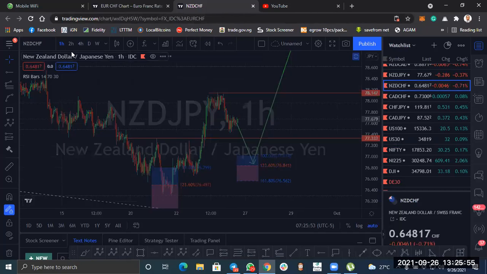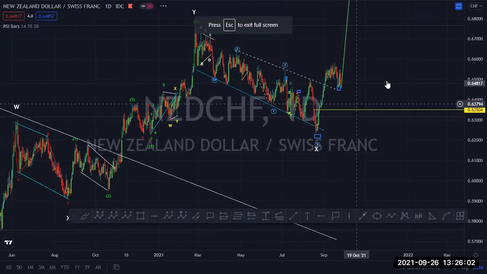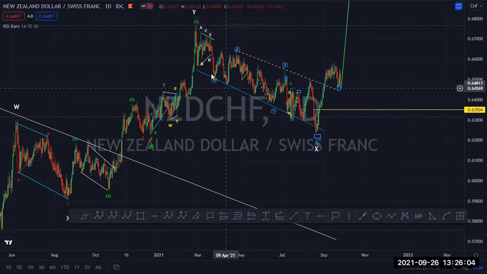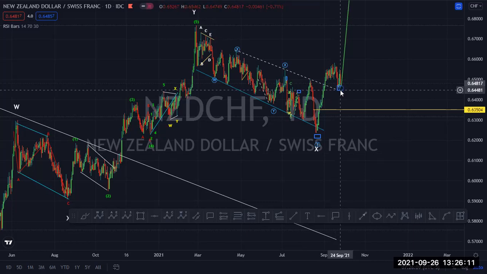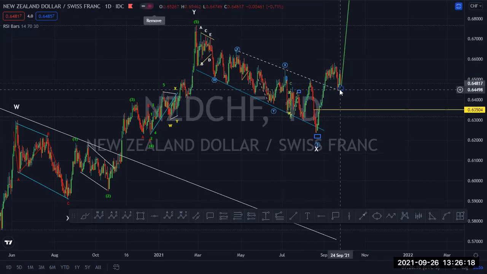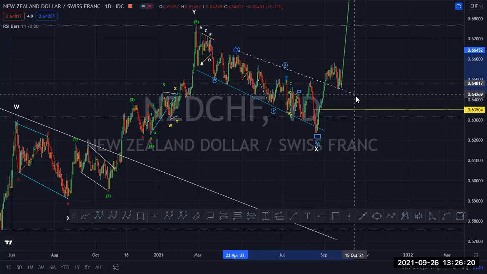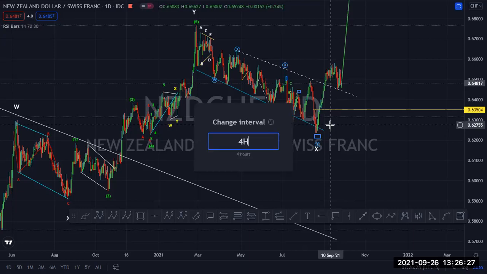New Zealand chef. New Zealand chef is a very nice trade setup. You can see W, X, Y, X, Z, a complete setup. So there's no room for fear on this pair. This is a nice setup. So let's see 4 hours.